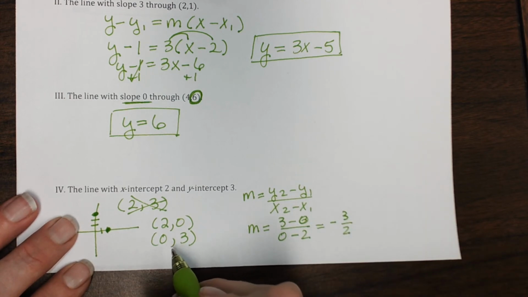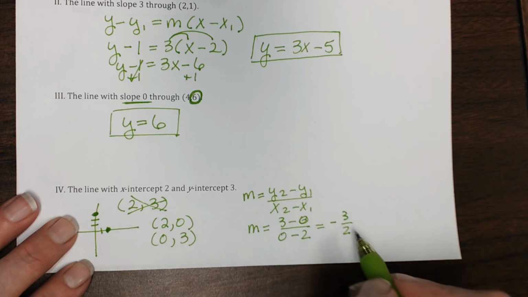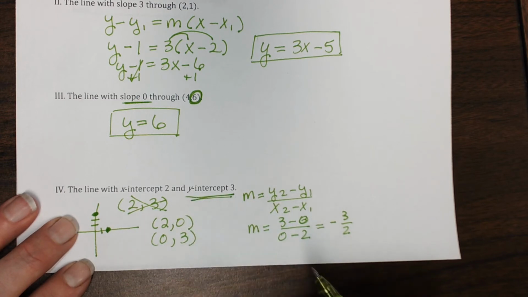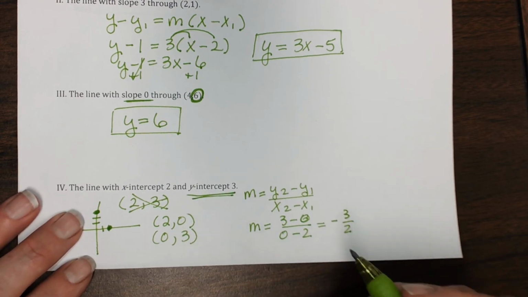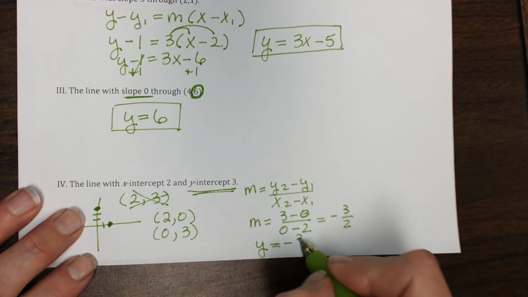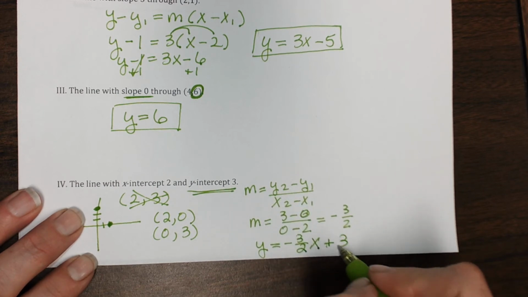Now, normally if we have points and a slope, we would use point-slope, but look at what we were given, that y-intercept. So we can just jump straight to slope-intercept form. So y is equal to negative 3 halves x plus 3.